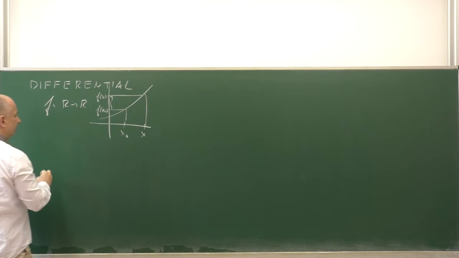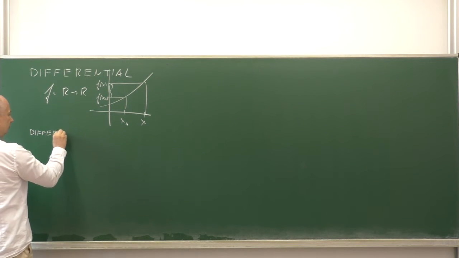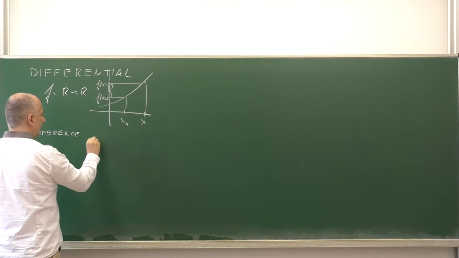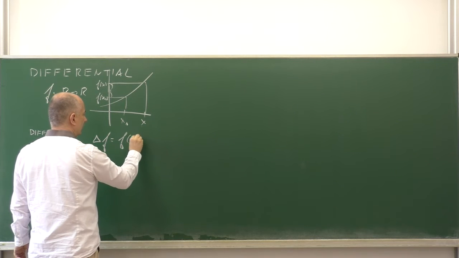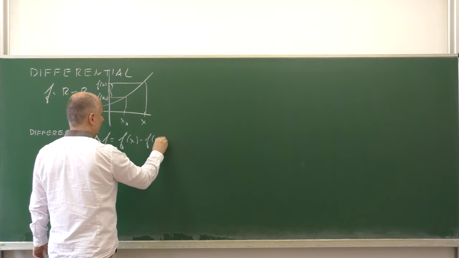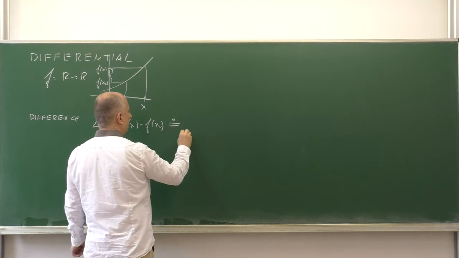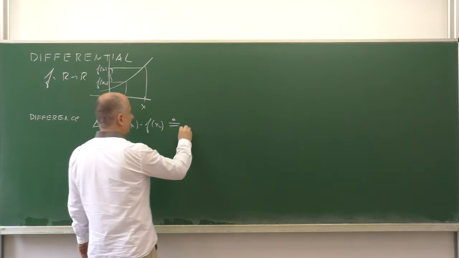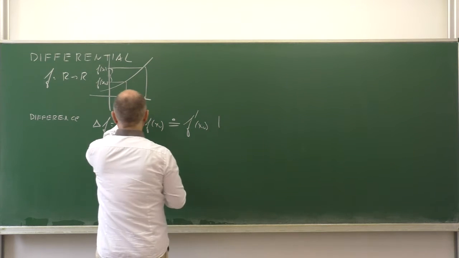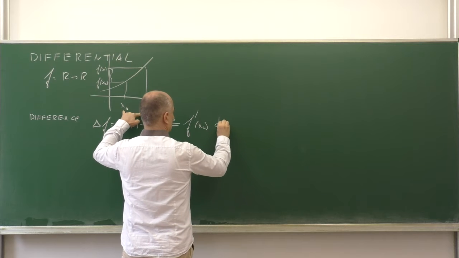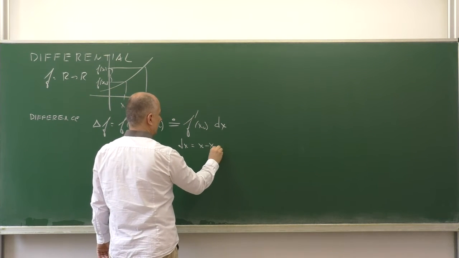And this difference delta f, which is f at the point x minus f at the point x0, can be approximated by the differential, which is the product of the derivative f prime at the point x0 times dx, which is the change of x, namely x minus x0.